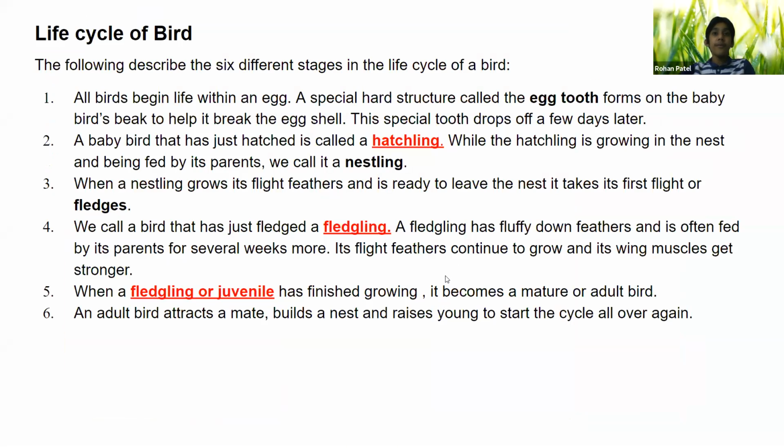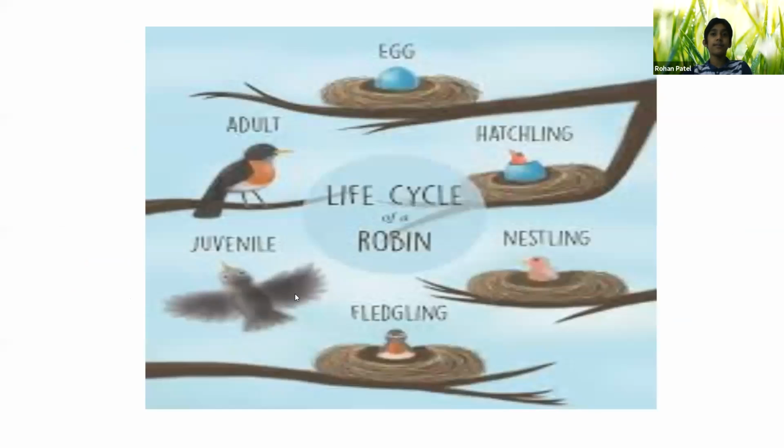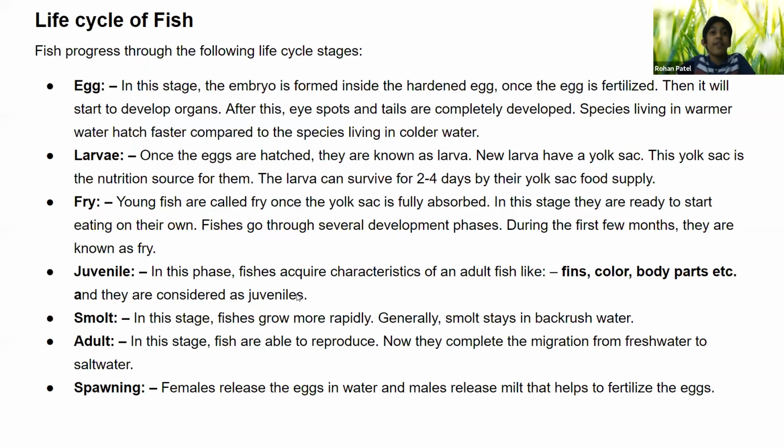Then we have our bird. We have our egg tooth, which is formed to break the egg. We have our hatchling, then a nestling. Then we have our fledgling and the juvenile. In fish, we have the egg, then the larvae, the fry, juvenile, smolt, adult, and then spawning.